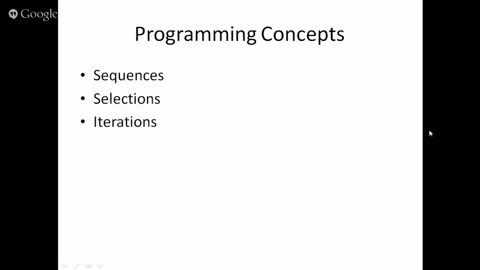If I recall programming concepts, there are three main programming concepts that programmers use in a programming language such as C. The three main concepts are sequence, selection, and iteration.